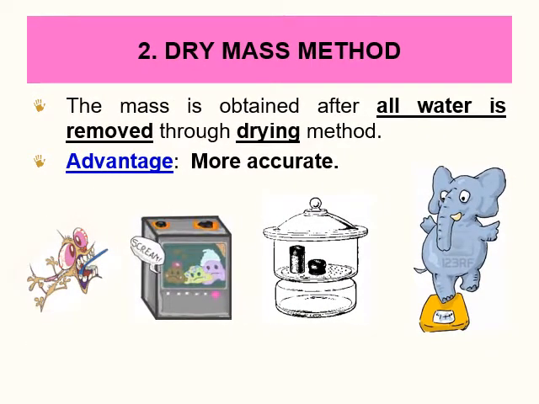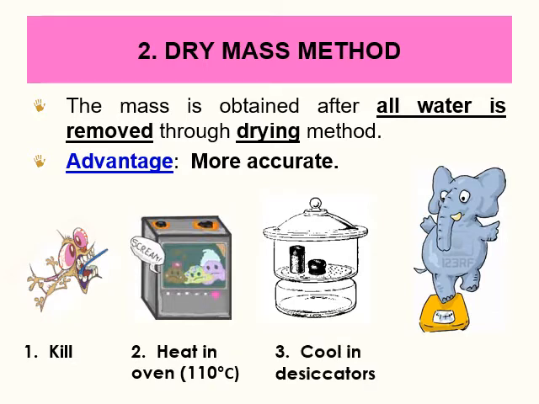The second method is the dry mass method. The mass is obtained after all water is removed through the drying method. An advantage of this method is that it is more accurate. First, we need to kill the organism. Second, heat in the oven. Third, cool in the desiccator. And fourth, weigh it. We need to repeat step number 2 to step number 4 until we get constant mass.